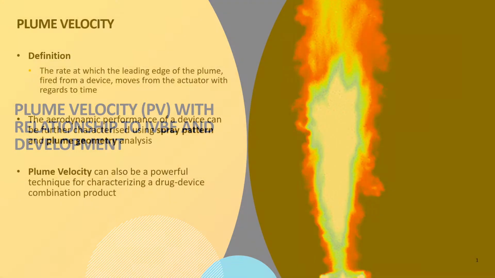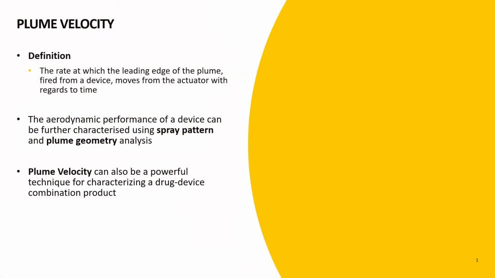So why is plume velocity important? Plume velocity is defined as the rate at which the leading edge of the plume fired from a device moves from the actuator with regards to time. Various techniques are used to measure aerodynamic performance, and historically we have focused on aerodynamic size and shape, but newer techniques such as spray pattern and plume geometry can help give a greater understanding. Along with this, aerodynamic performance is also directly related to the velocity of the emitted spray. Thus, plume velocity can be a powerful tool to help characterise the drug-device combination.